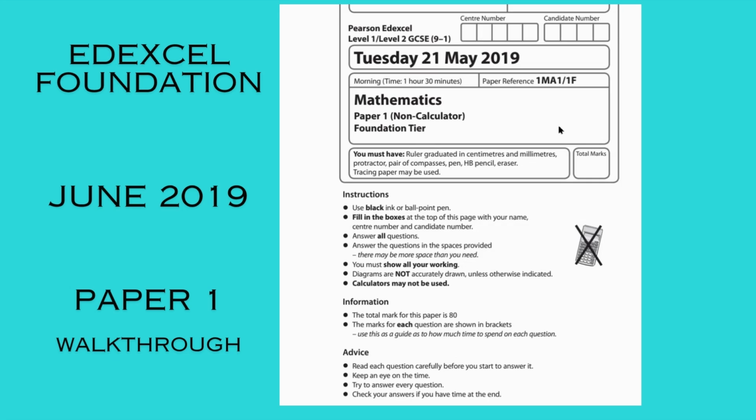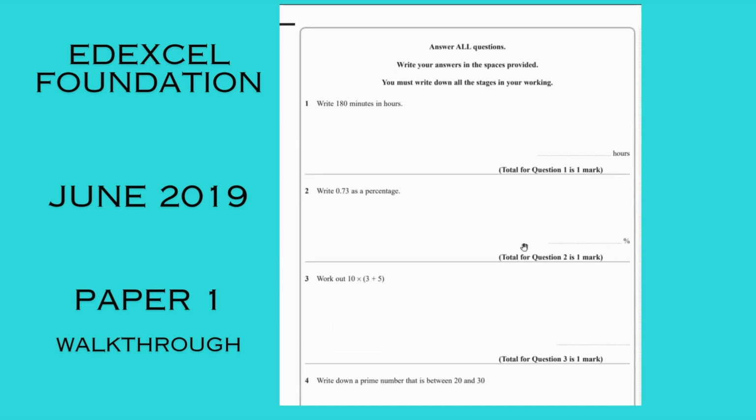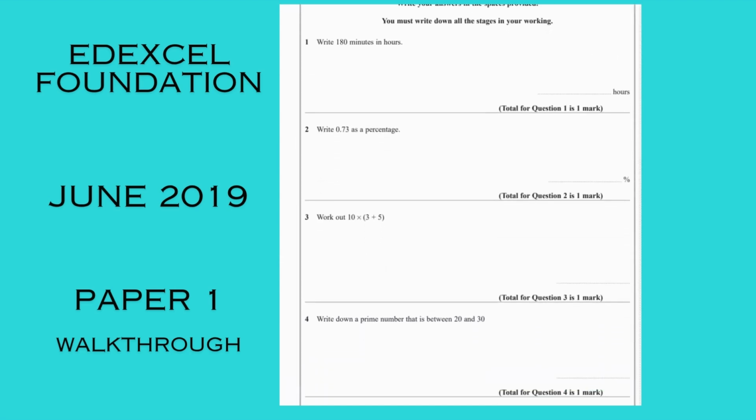Walk through to Edexcel's Foundation GCSE June, although it says May, June 2019 entry, paper 1, so put your calculators away. First page, as always, don't overcomplicate, but don't take it too easy. So first question, minutes into hours, the units are getting bigger, so the number needs to get smaller. So it's a divide by 60 to give you 3 hours.